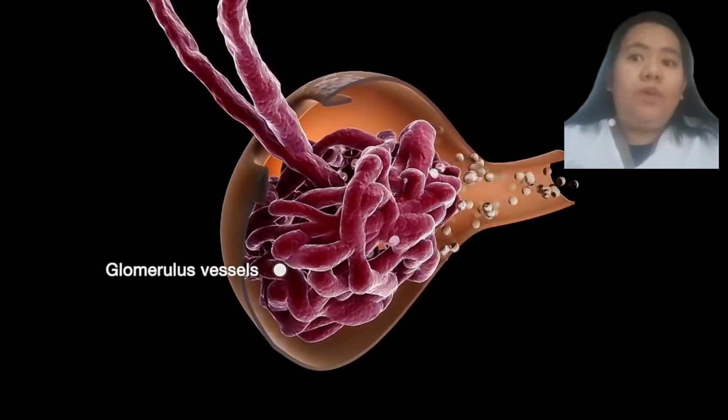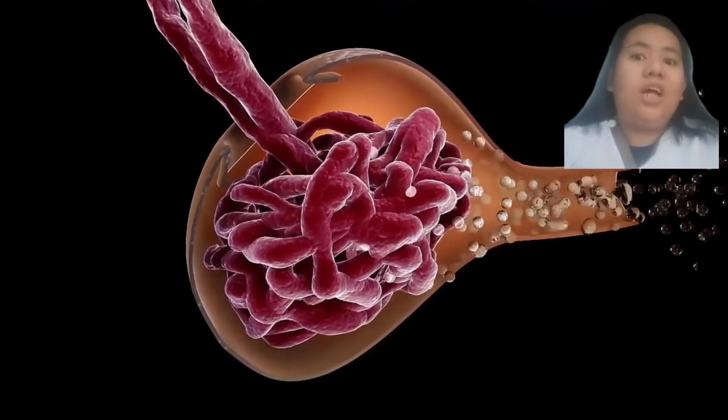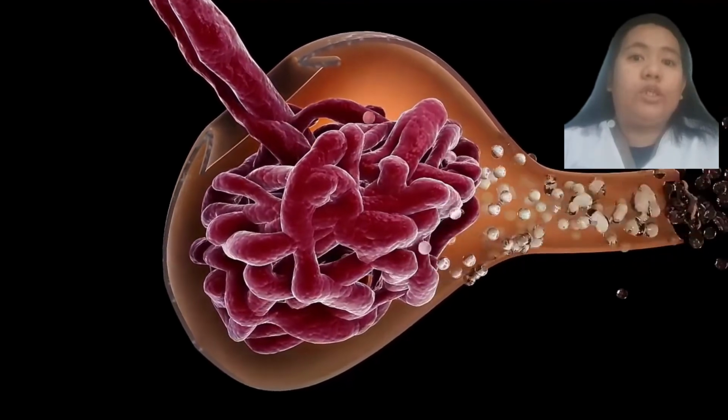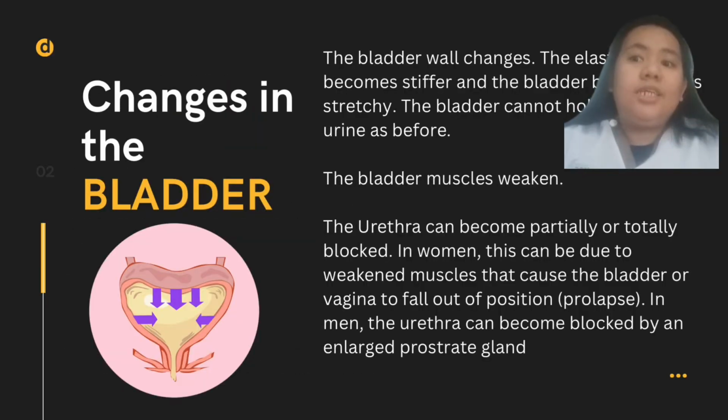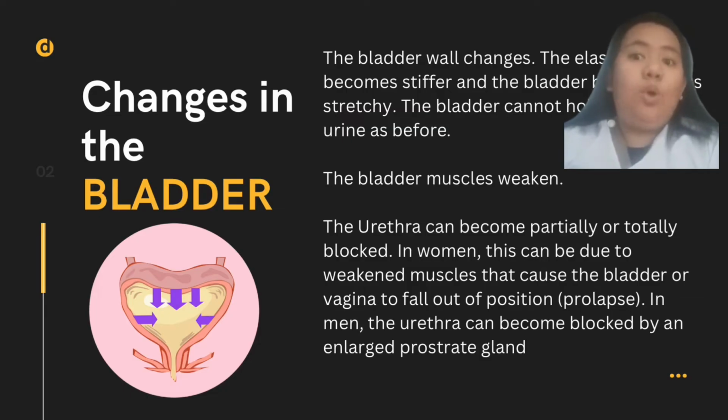Third, blood vessels supplying the kidneys can become hardened. This causes the kidneys to filter blood more slowly. Changes in the bladder. First, the bladder wall changes. The elastic tissue becomes stiffer and the bladder becomes less stretchy. The bladder cannot hold as much urine as before.